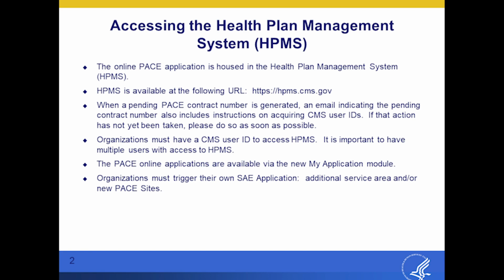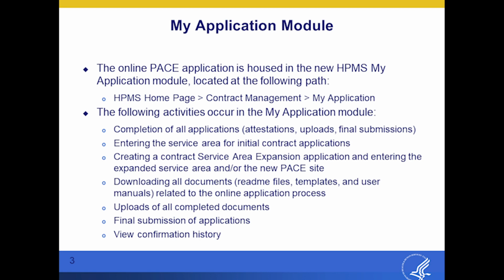CMS has created a new module in HPMS called the My Application module, which contains PACE Online application functionality. As a reminder, HPMS generates the online application for initial PACE contracts, but existing organizations must create their own PACE SAE applications via the My Application module. To access the My Application module in HPMS, you will follow this path: HPMS homepage, Contract Management, My Application.